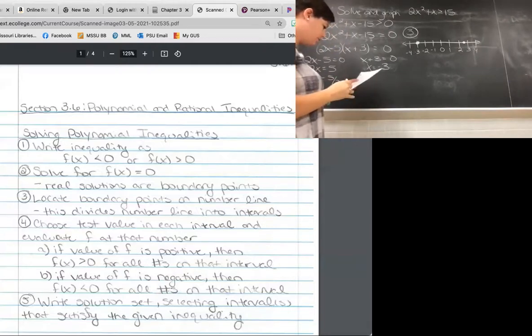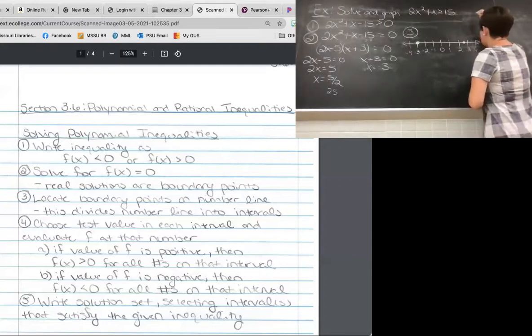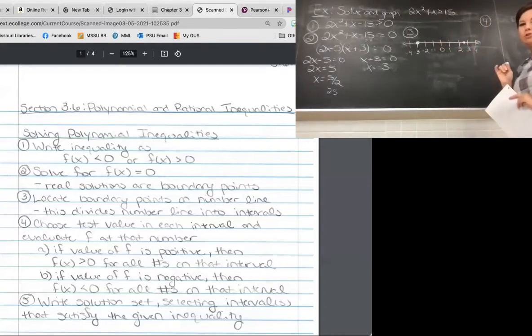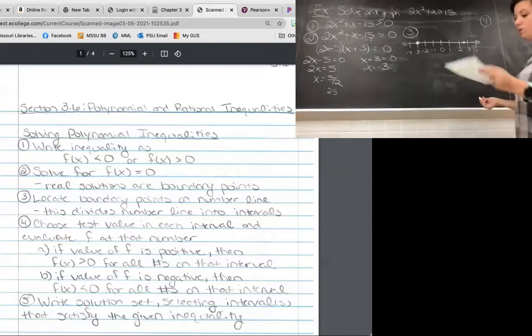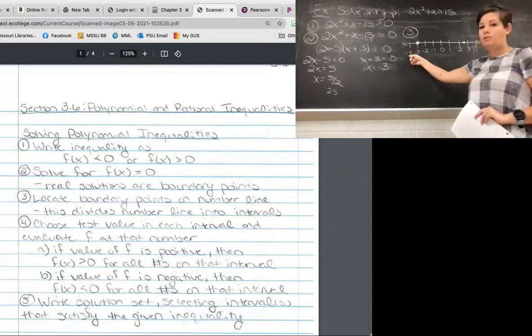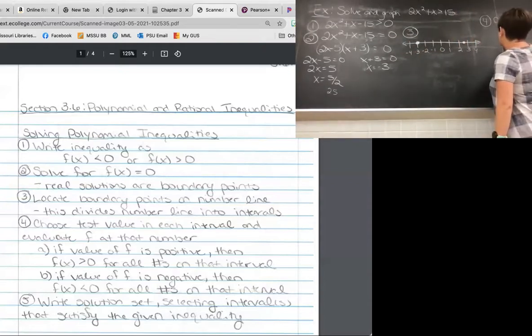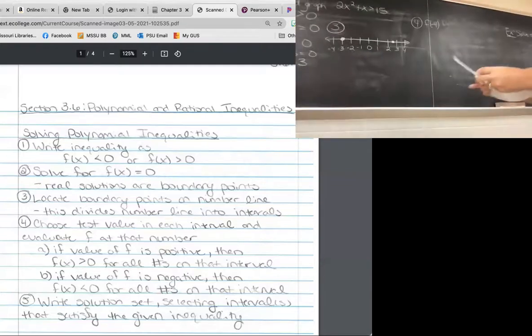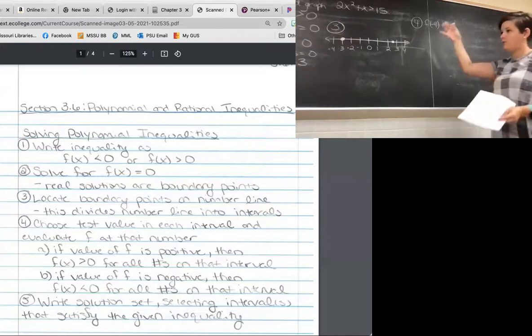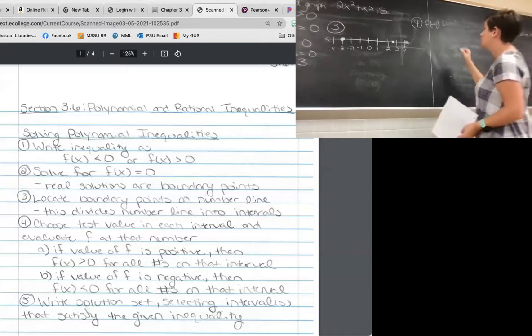Okay, so we're going to choose test values as step 4. We're going to choose test values from each of these sections and plug them into the original problem to see if we get positive solutions or negative solutions. So I'm going to plug in a -4. That's from this section over here. So if I have f of -4, anywhere in the original, like step 1, anywhere that I have an x, I need to write -4.